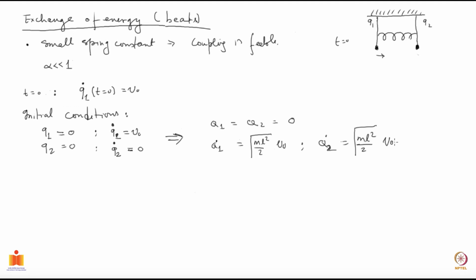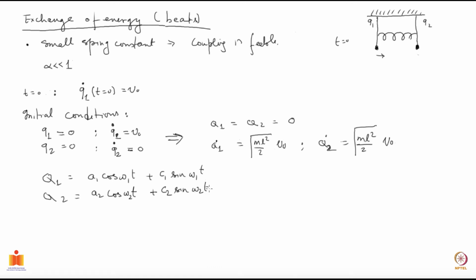Now we can solve for small q1 and small q2 easily, because we know that the capital Q1 and capital Q2, the normal modes, are anyway harmonic oscillators. So clearly the most general solution for Q1 is A1 cos omega 1 t plus C1 sin omega 1 t. That's the most general solution. And similarly for Q2, you have A2 cos omega 2 t plus C2 sin omega 2 t.